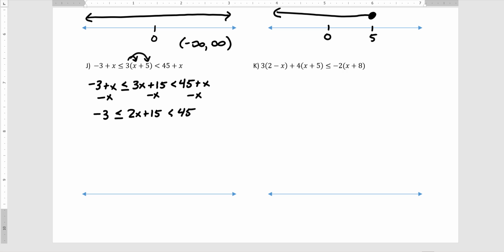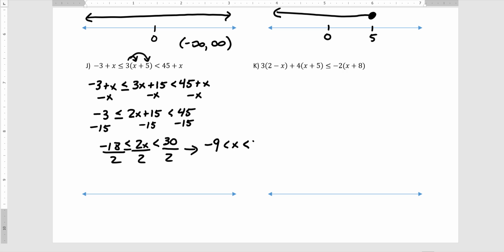Excellent. Now let's get it all by itself. Subtract 15. I'm going to do that from both sides. And by both sides, I really mean all 3 sides here. So -3 minus 15 is -18, which is now less than or equal to 2x, which is less than 45 minus 15 is 30. To get x all by itself, divide by 2, divide by 2, divide by 2, which tells me -9 is going to be less than x, which is going to be less than 15. Less than or equal to. Sorry, I can't forget about that. Oh, wait, no, I'm writing this wrong now. This is where the less than or equal to is. -9 less than or equal to x, which is less than 15.